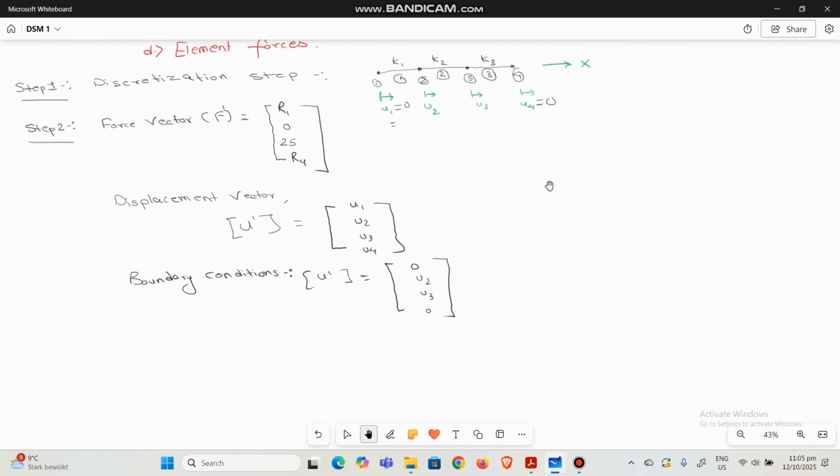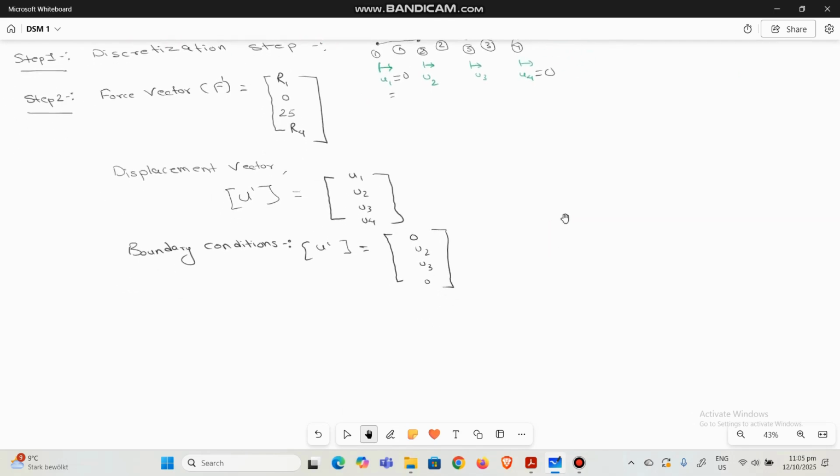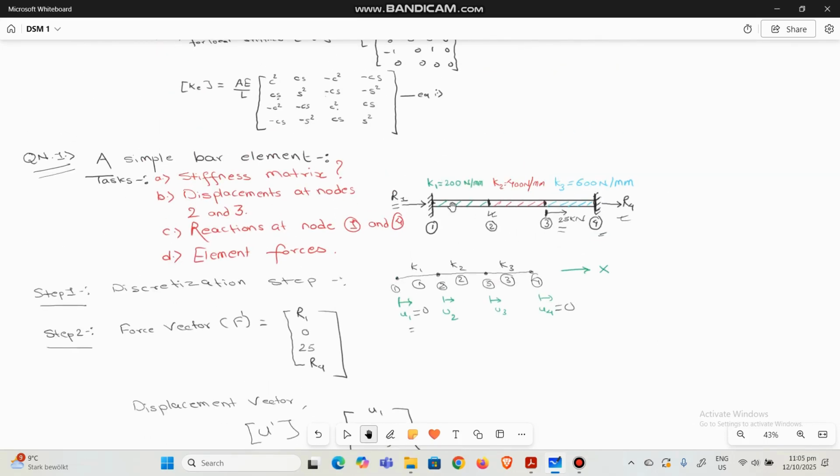Okay, so now let's go to the third step, which is to find the stiffness matrix, which is our task A. Task A is finding the stiffness matrix. So we have to find the stiffness matrix for element 1, element 2, and element 3.